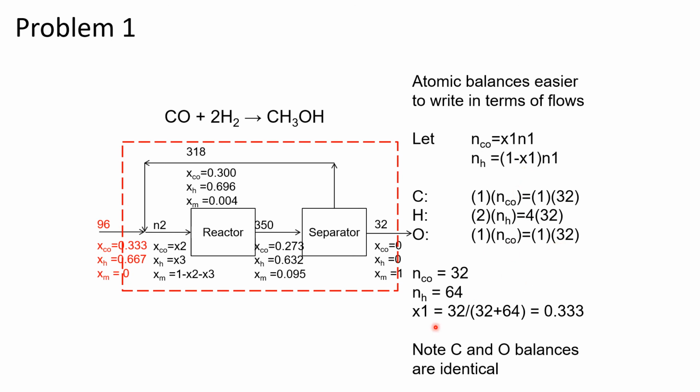Now to calculate X1, we just take the flow rate of CO divided by the sum of the 2 flows here, which is the flow rate then of the fresh feed to the reactor. So 32 divided by 32 plus 64 is a third. And as we just noted, the carbon and oxygen balances are identical, and they both tell us that the flow rate of CO is 32.